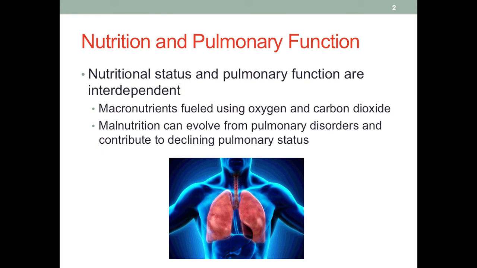If someone has pulmonary disorders, we can imagine that the body would have a compromised capacity for macronutrient metabolism, and it would be at high risk to develop malnutrition. So when this happens, it can actually contribute to the further decline of the pulmonary function. Therefore, malnutrition and declining pulmonary status kind of feed into each other. They form this vicious cycle.